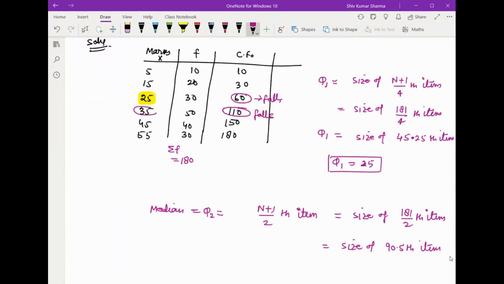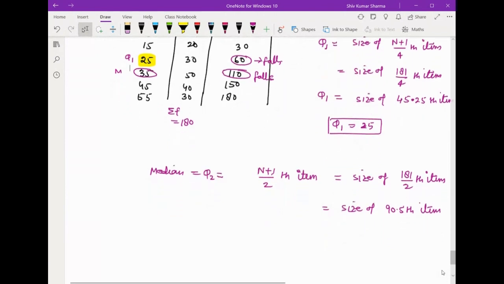In front of this is the median, and this is the quartile 1. So the median is equal to 35.